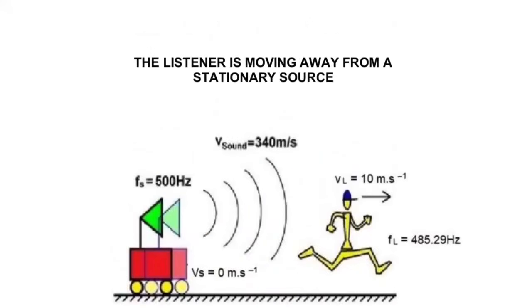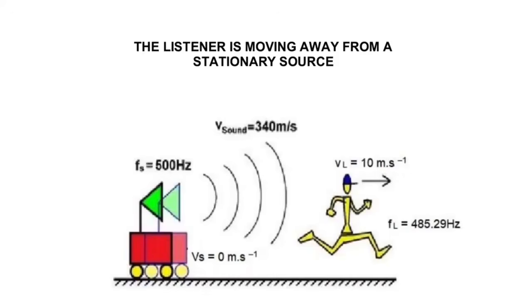And lastly, take a look at this case. We have a listener that is moving away from a stationary source. When the listener is moving away from the stationary source, the wavelength becomes longer and the frequency becomes lower.